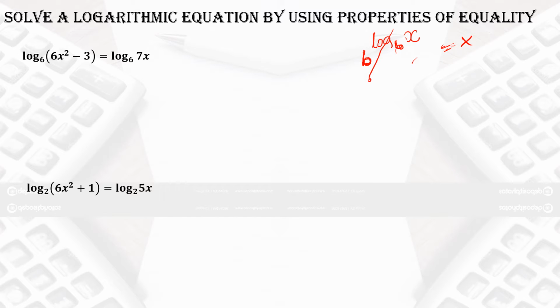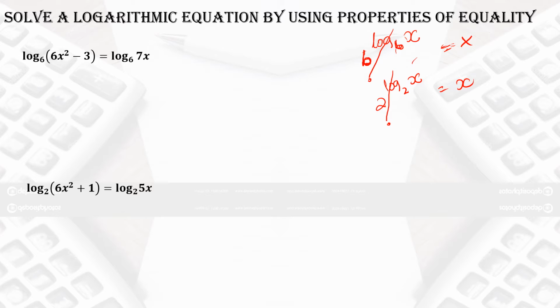Similarly, if I am writing, for example, 2 to the power log base 2 of x. So here log has a base 2 and the 2 is for the exponential function, so you can cancel them. The base of exponential function is also 2, so you can cancel them. The answer is x. Now come and try to apply this idea over here.